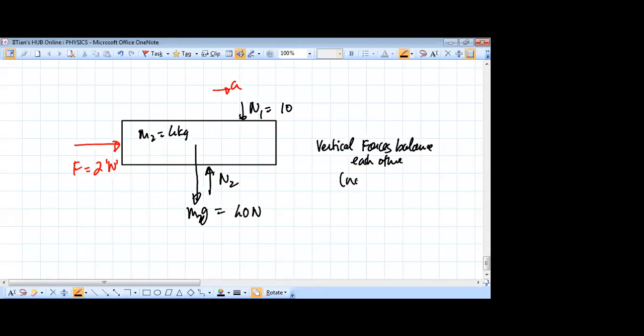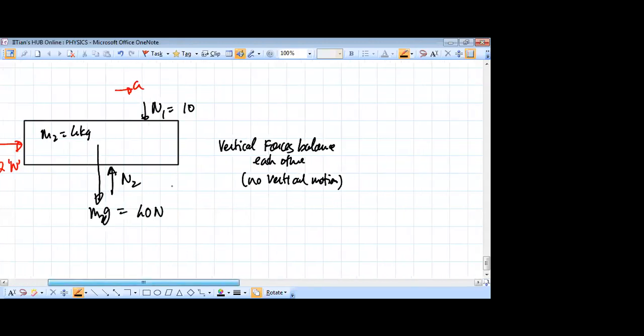Because there is no vertical motion, there is no vertical acceleration. So if the vertical forces are balanced, what does that mean? N2 is balancing the sum of N1 plus weight. So that's why N2 is becoming 50 newtons.